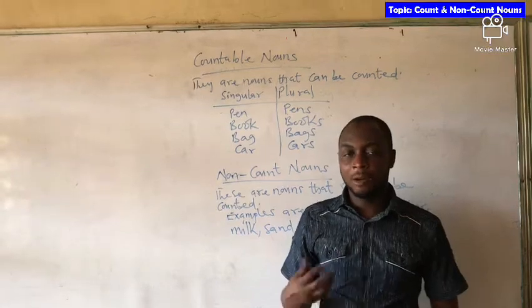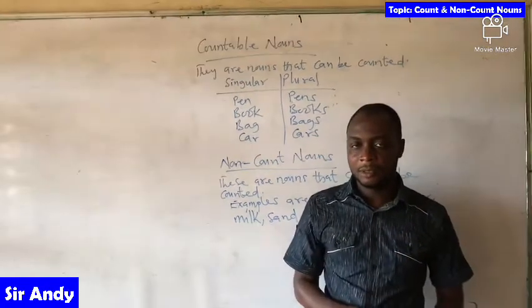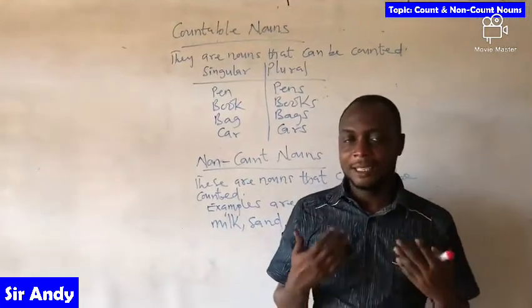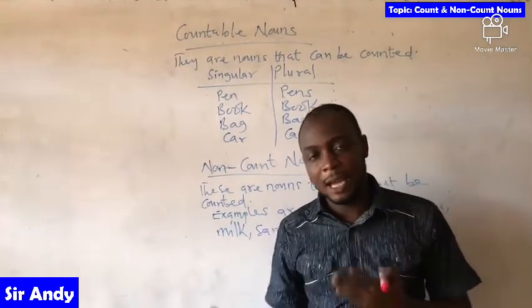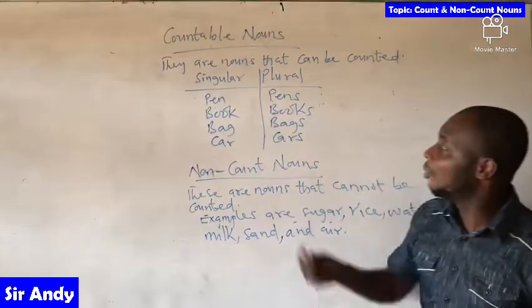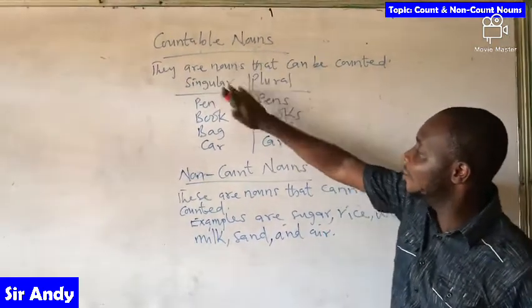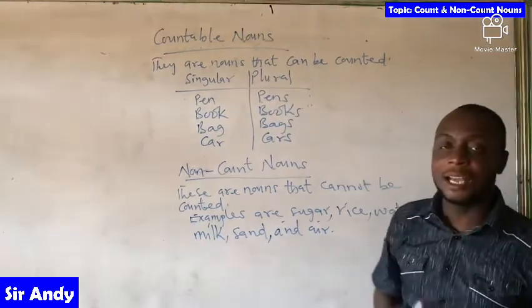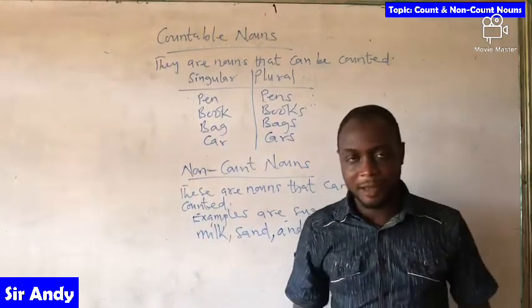So we are now on count and non-count nouns, and we are going to look at what count and non-count nouns are, the difference between count and non-count nouns. So for count nouns, or countable nouns, what we say is they are nouns that can be counted. We can count them, right?